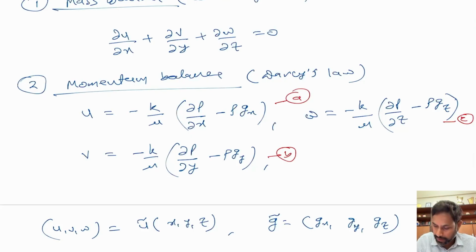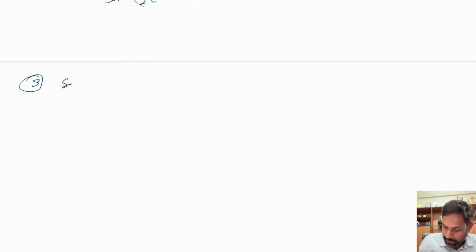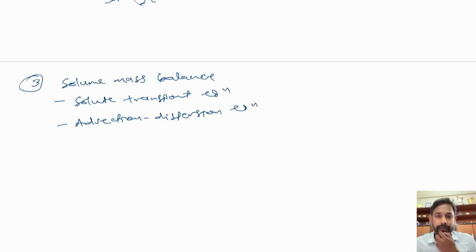Okay, so mass balance, momentum balance. And now we can also quickly look into the third type of balance, that is the solute mass balance, which is also known as the solute transport equation or advection dispersion equation. Okay, so this is another equation that we use in case of porous media flows, and this equation is not just specific to porous media. This is something we have also seen before, and this is equivalent to the energy equation for temperature, right?